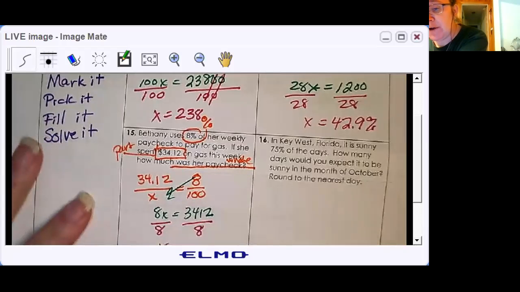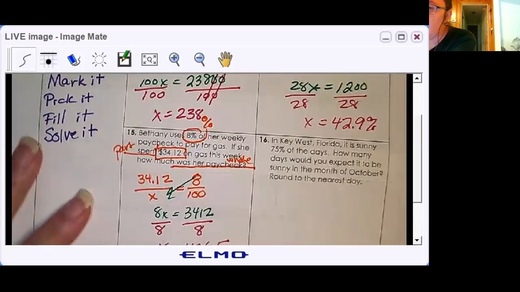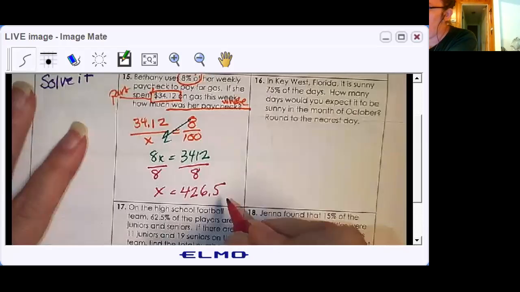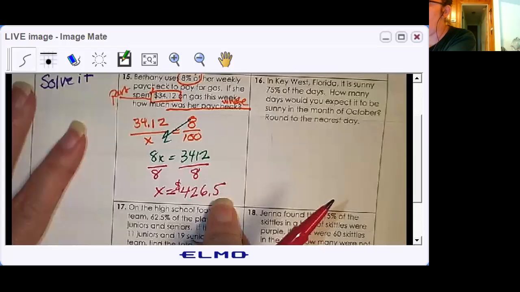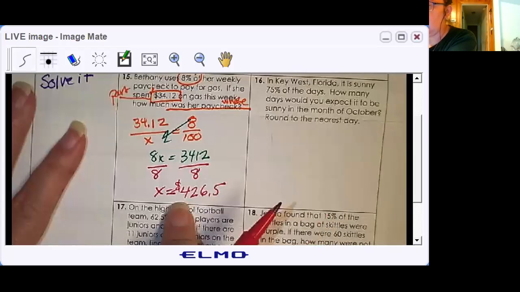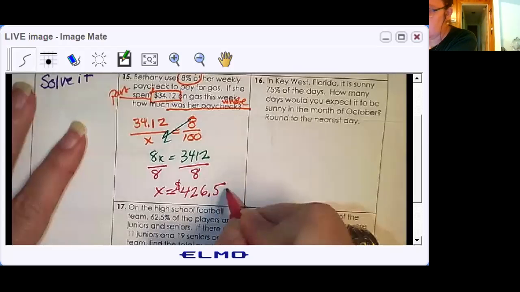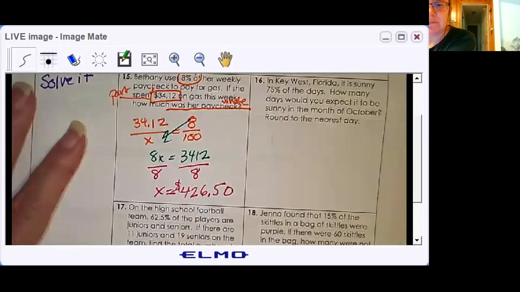And in the calculator, be very careful. You have to type in 3412, then the division symbol, and then the 8. And I get that she was paid $426.5. Well, I'm talking about money. So I need my $ up front. Now, do I have just one place past the decimal with money or always two? You always have 2. So this is $426.50. Okay.